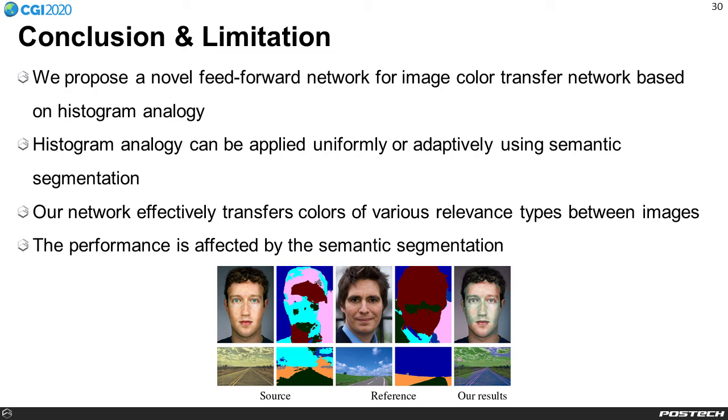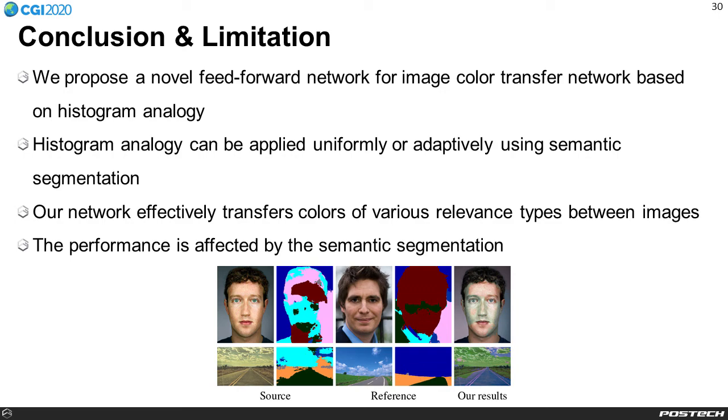In conclusion, we propose a novel feed-forward network for image color transfer. We also adopt histogram analogy that can be applied uniformly or adaptively using semantic segmentation, and it allows our model to handle various types of relevance of image pairs.